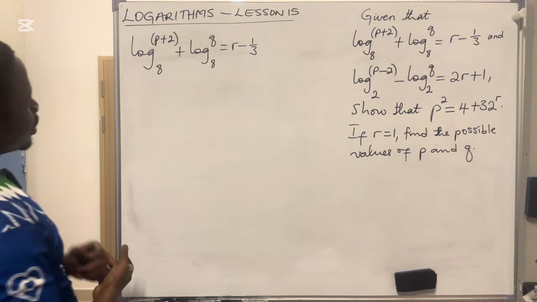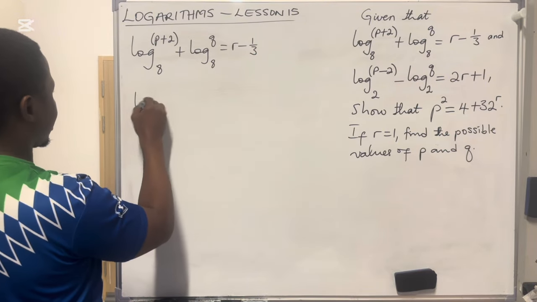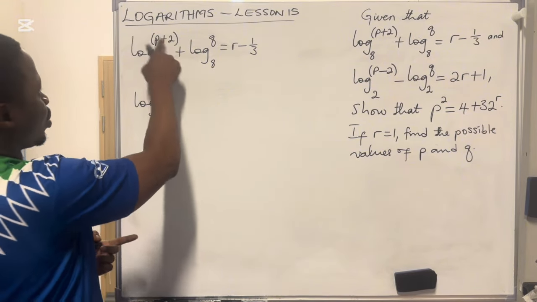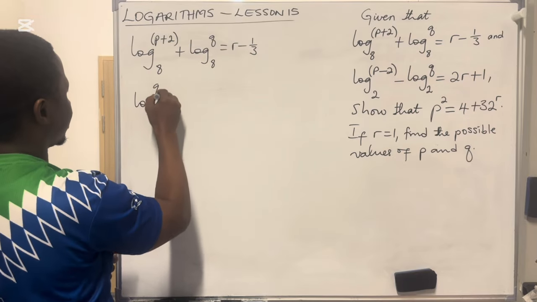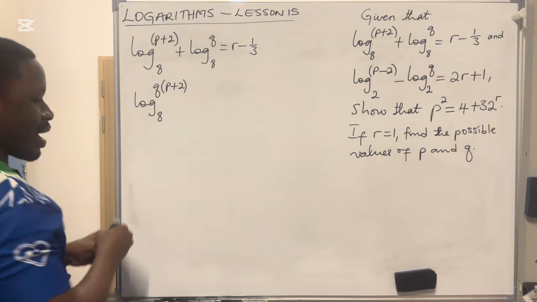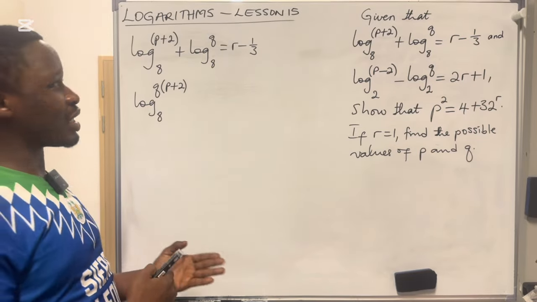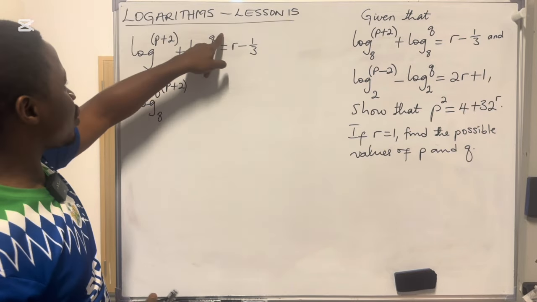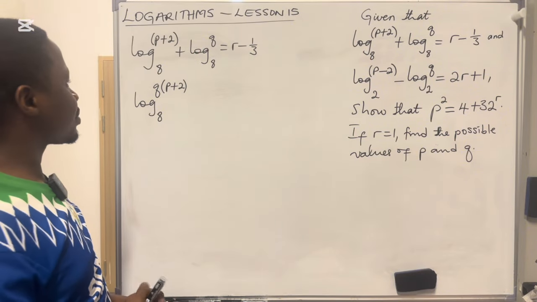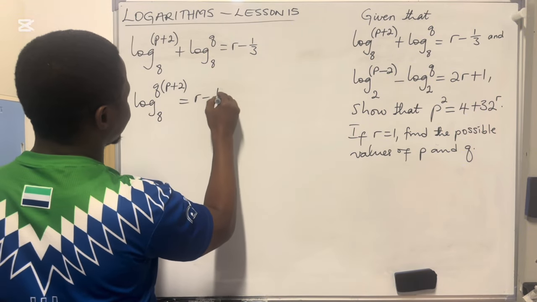Okay, so base 8 will take 1. Because of plus, what happens in log? We multiply them. Q multiplied by p plus 2. Remember, when multiplying, 3 times 2 is the same as 2 times 3. So this one comes before this, but because this one is an expression, I decided to write this one first, which is equal to r minus 1/3.